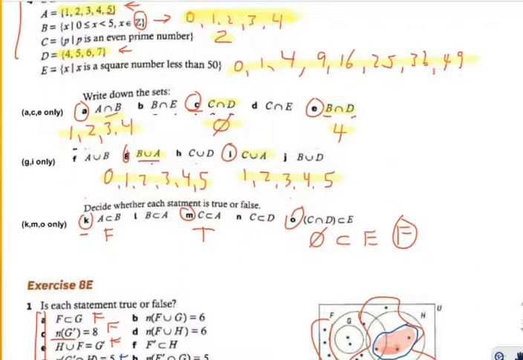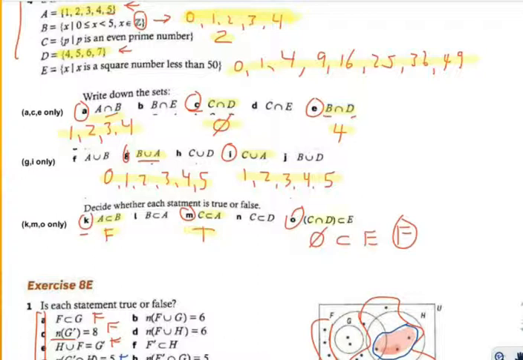Let's see. Decide whether each statement is true or false. Is A a proper subset of B? That means, does A have only elements that are in B and have at least one element less than B? Let's see. A is 1, 2, 3, 4, 5, and B is 0, 1, 2, 3, 4. So no, those are not subsets of each other. So that's false. Is C a proper subset of A? So is 2 a proper subset of 1, 2, 3, 4, 5? Yes, it is. It has at least one element less.